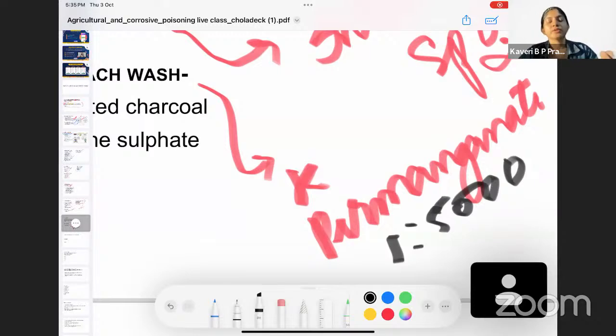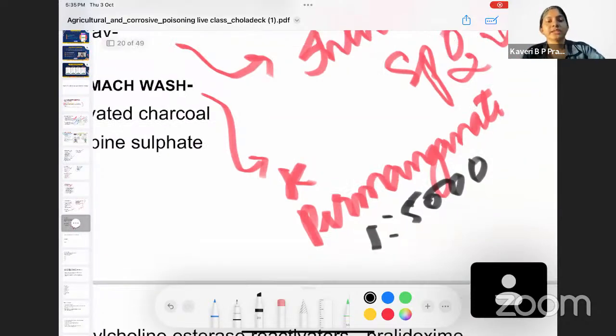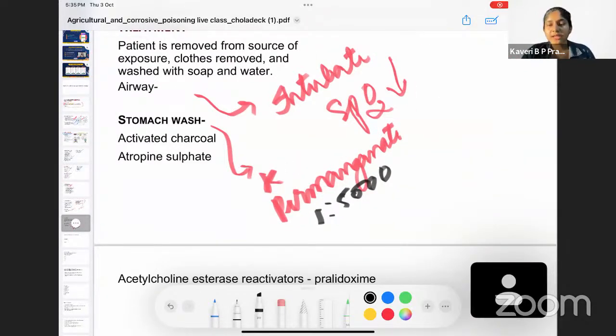Now, coming to the other things that can be done here, you can give activated charcoal. By the action of adsorption, it will prevent further absorption of the poison into the body. What is adsorption? It is going to stick all the poison around its surface so that it is not going into the circulation. Now coming to the atropine sulfate.